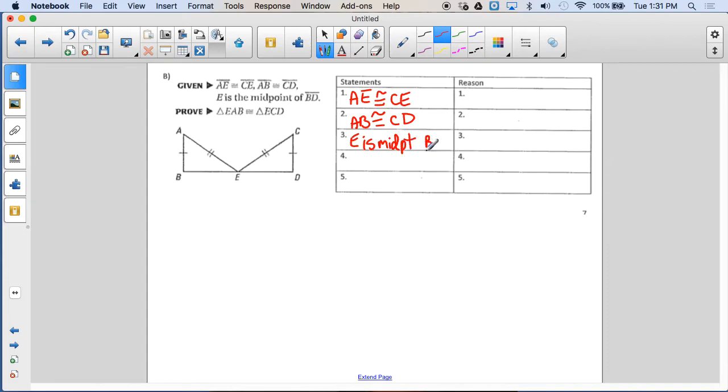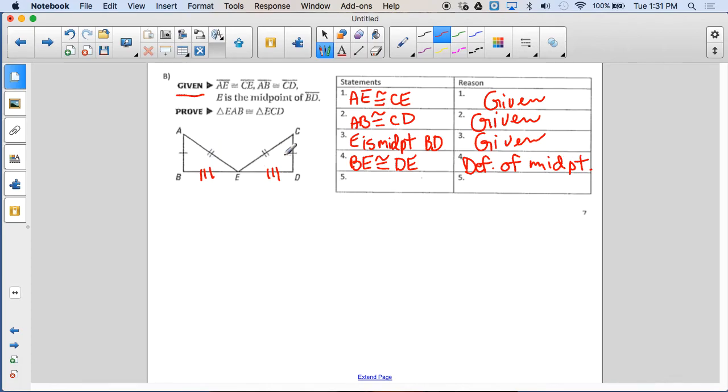Of BD. Okay, all of these are given right here in the given information. This is what we started our argument with, the given information. If E is the midpoint of this line, that divides it in half, so I know BE and DE are congruent. So I need to state that BE is congruent to DE, and that's because I know what midpoint means. So I'm going to say the definition of midpoint. That's how I know those two segments must be congruent.